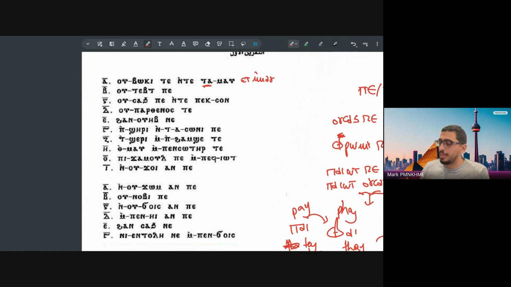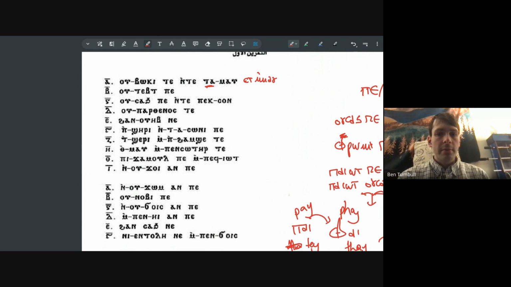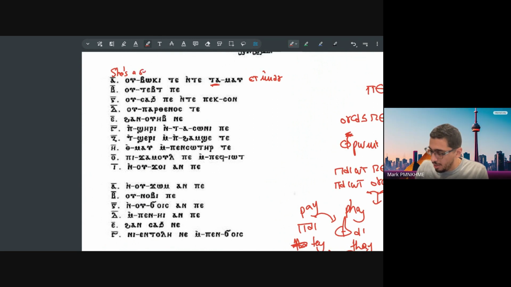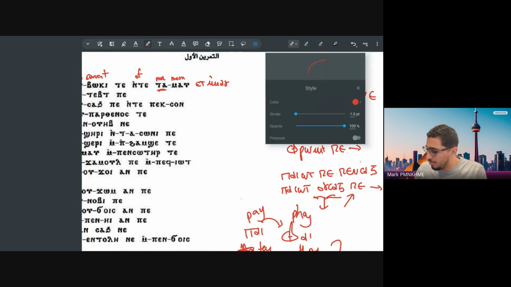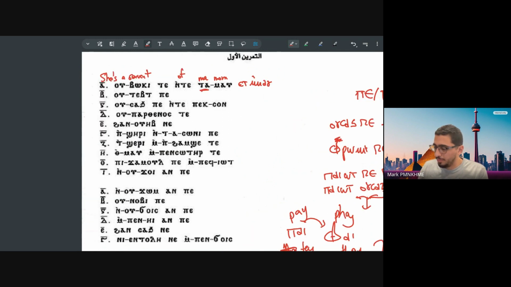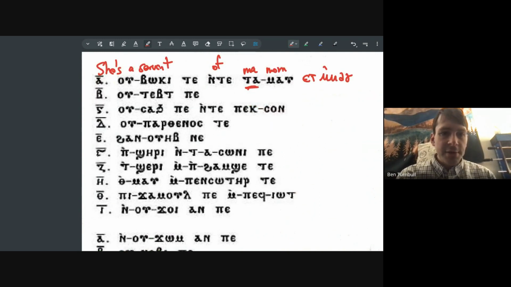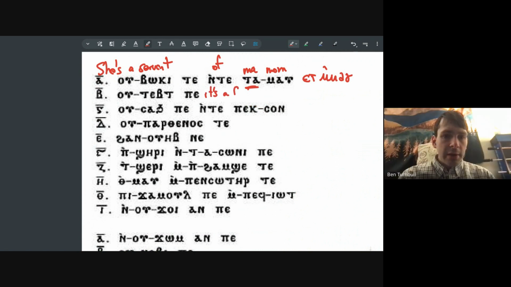Yes. Exactly. So you can say she is a servant or it's a servant in Coptic. It's the same. Okay. So let's say she is a servant. And then I just say of my and then my mom. Okay. Nice. Next one. Great. So it is a fish. Yes. It's a fish. And fish.